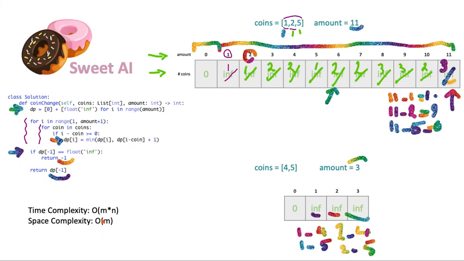So the time complexity for this is M by N, where M is the number of indices that we have and N is the number of coins, and the space complexity is O(M) because of the dynamic programming array that we are using here.